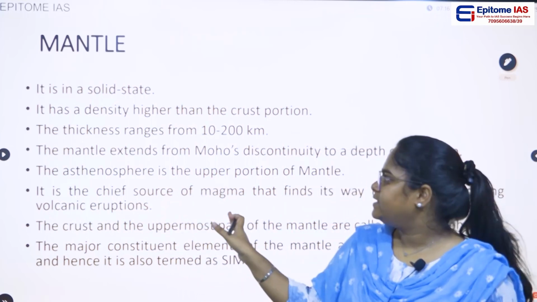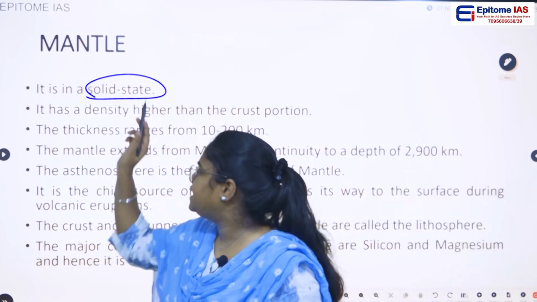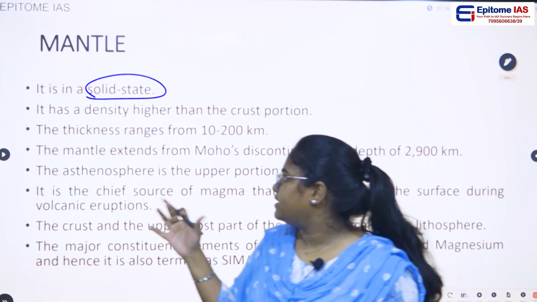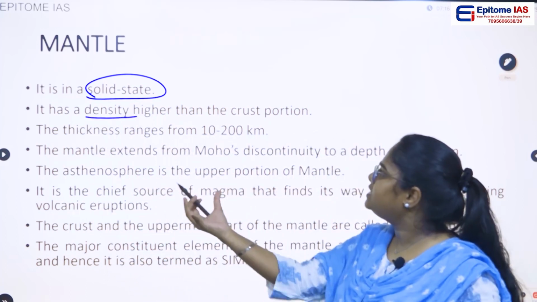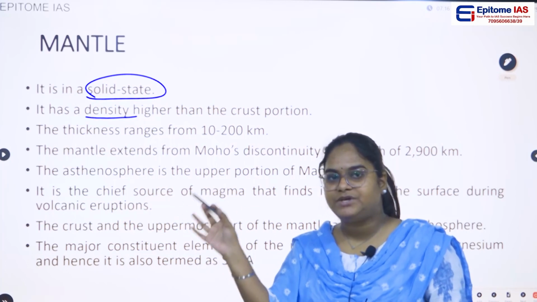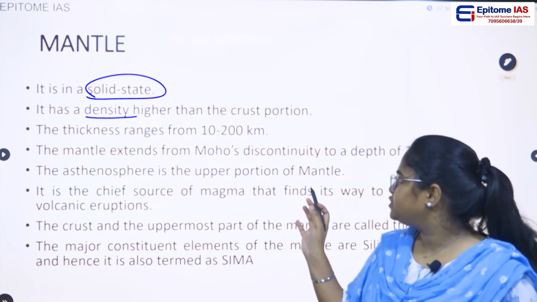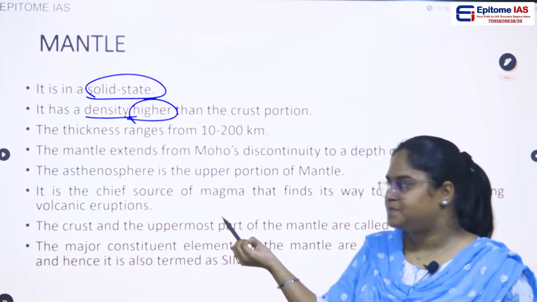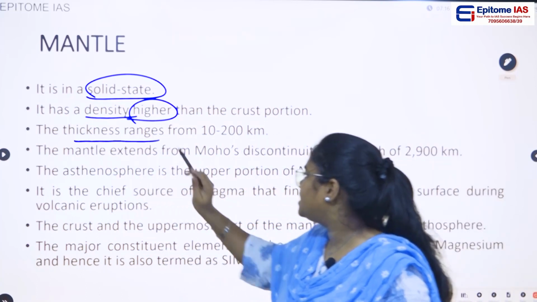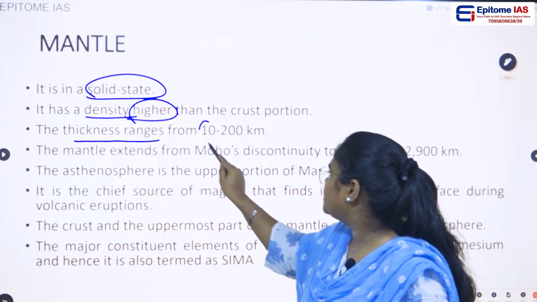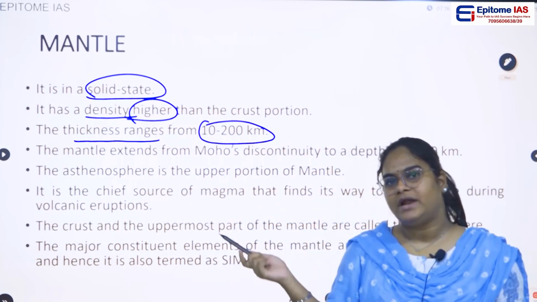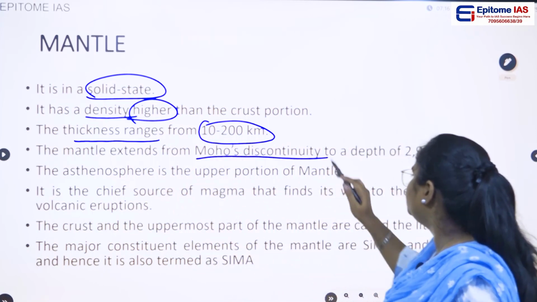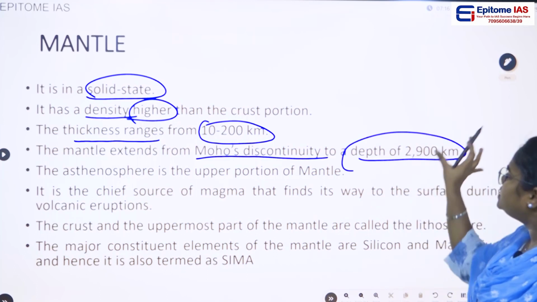After the crust, we have mantle. This is also a solid state. Just like the crust, the mantle is also a solid layer, and its density is higher than the crust. We saw the density of crust was 3 gram per centimeter cube, but the mantle's density is much higher than the crust. The thickness of the mantle varies from 10 kilometer to 200 kilometer. Then the mantle extends from the Moho discontinuity to the depth of 2,900 kilometers.